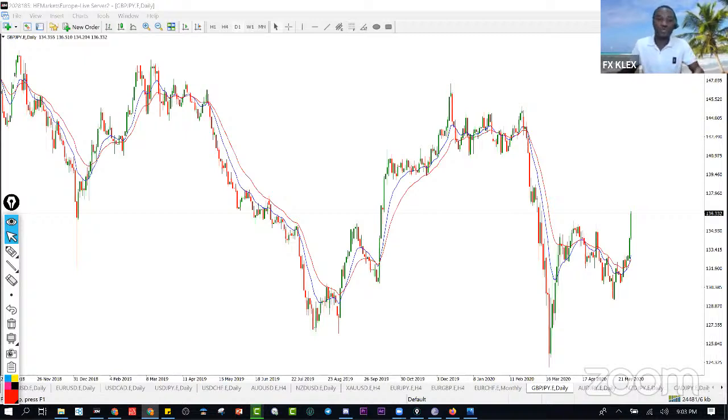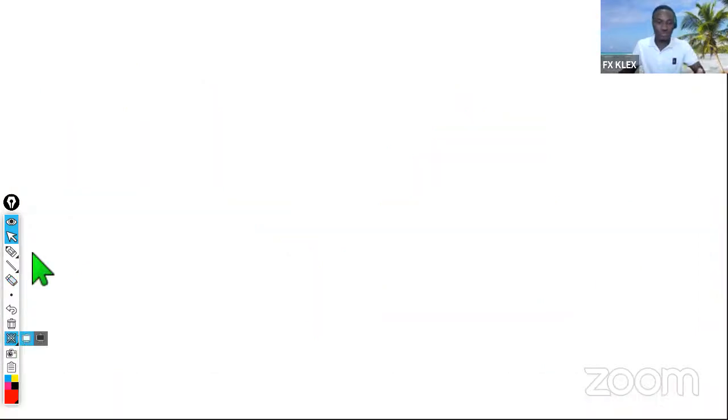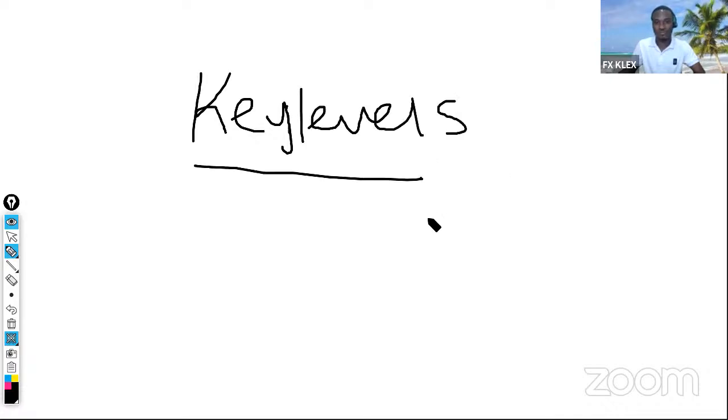So today, what we're going to be discussing is what's called key levels on your trading chart, and how we can identify key levels. I'm going to make this a bold line so you can see it properly on your chart. So what is a key level? What do we understand by key levels? A key level simply means a point of interest on our trading chart.